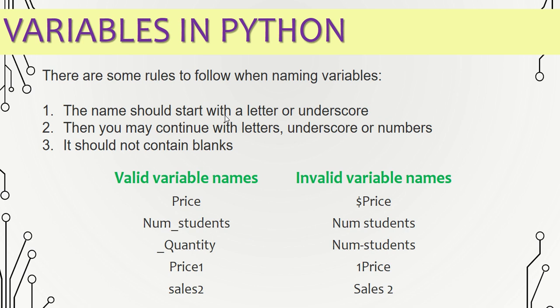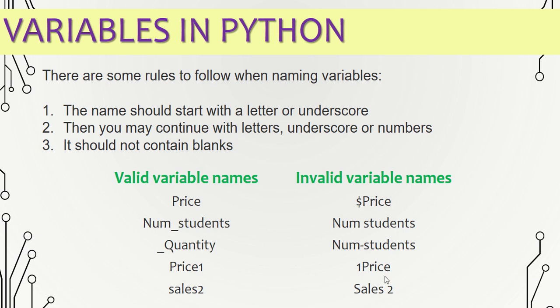Variables, the name should start with a letter or an underscore. Then you may continue with letters, underscores, or numbers. It should not contain blanks. So these variables are not valid because this starts with a number. This one starts with a money sign and it's not valid. This one is not valid because it has a space here. Here we have a dash, a normal dash, and not an underscore. We can use it. This with an underscore would be valid, like here.